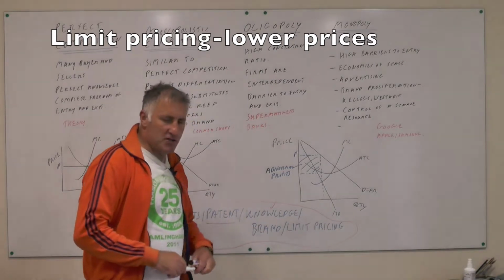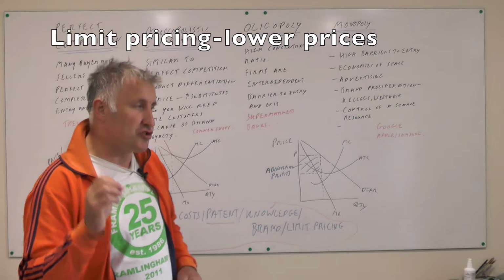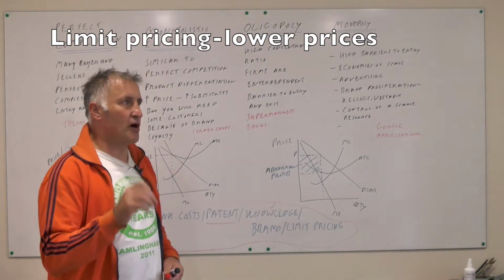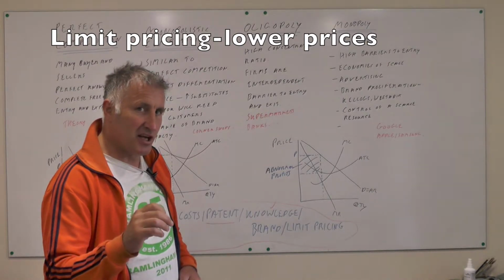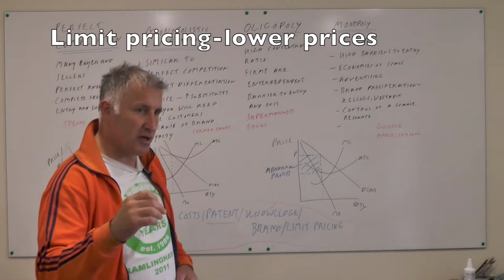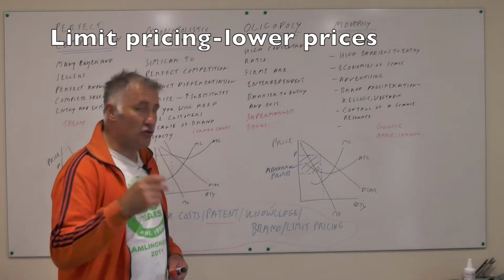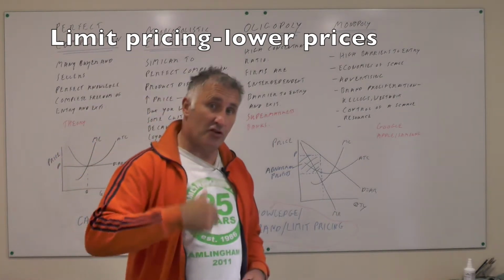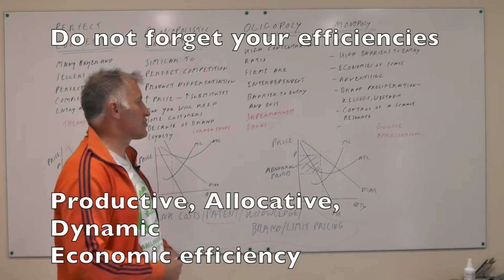And finally, limit pricing. If you're in the industry already, what you may do is reduce your price to such an extent that no one else can enter the industry because they're not going to make enough money. So to deter people from entering your industry, you reduce your price. So the threat of competition is causing a lower price, which of course increases allocative efficiency.